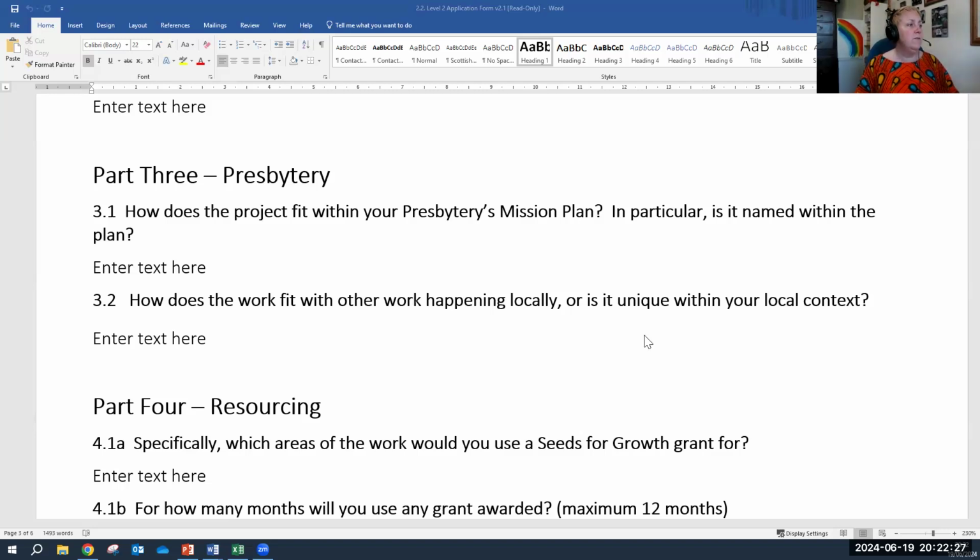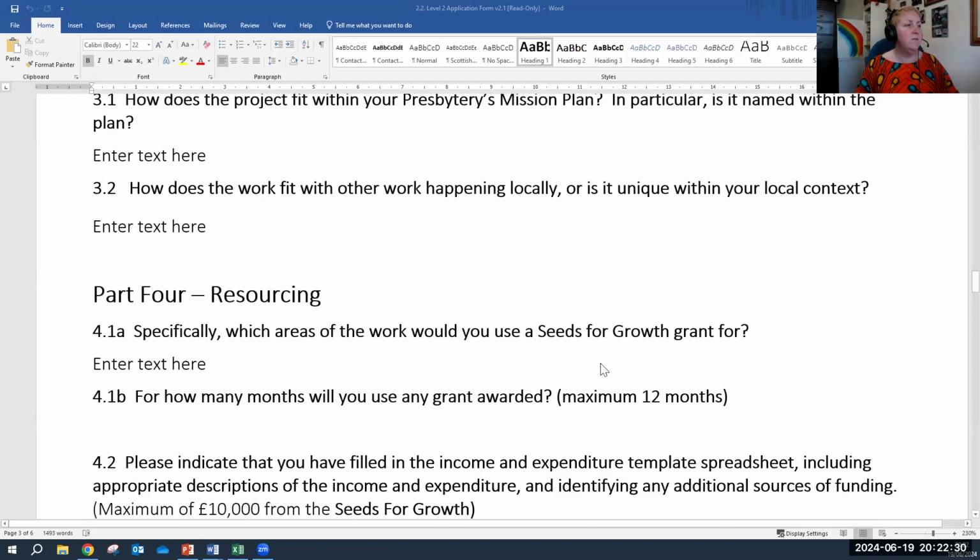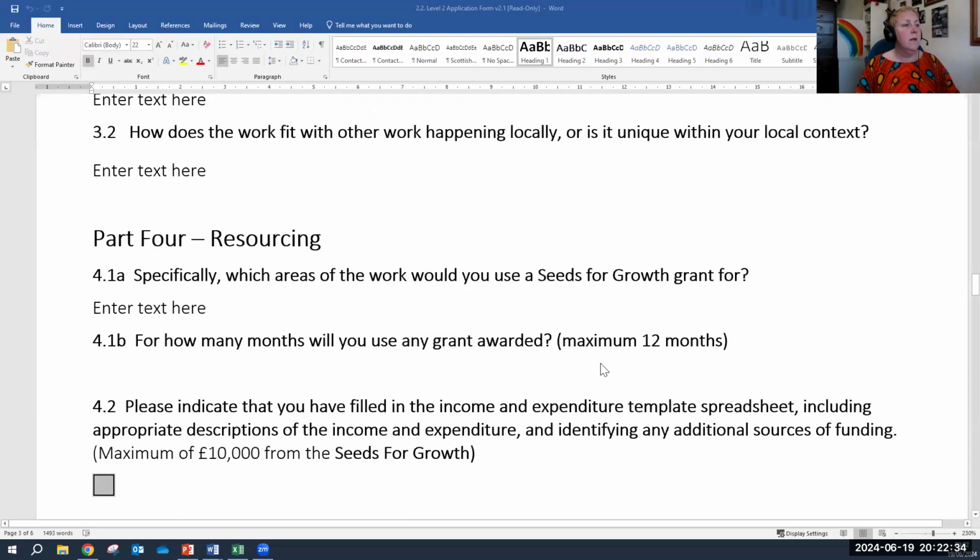So part 4, resourcing. Specifically, which areas of work would you use a Seeds for Growth grant for? And then for how many months will you use the grant? So again, we'd like you to spend the money within 12 months, but the project itself might keep going, but the money has to be spent within 12 months. So which areas of work would you use the Seeds for Growth grant for?